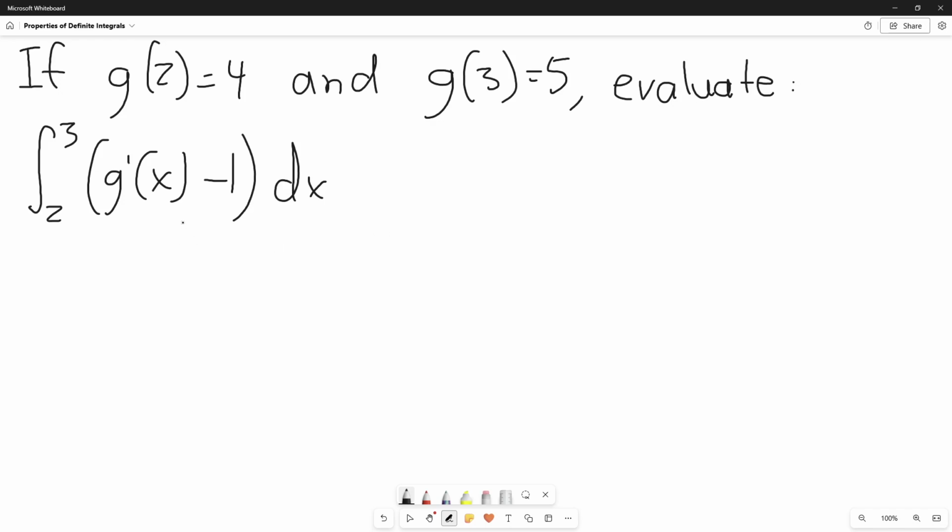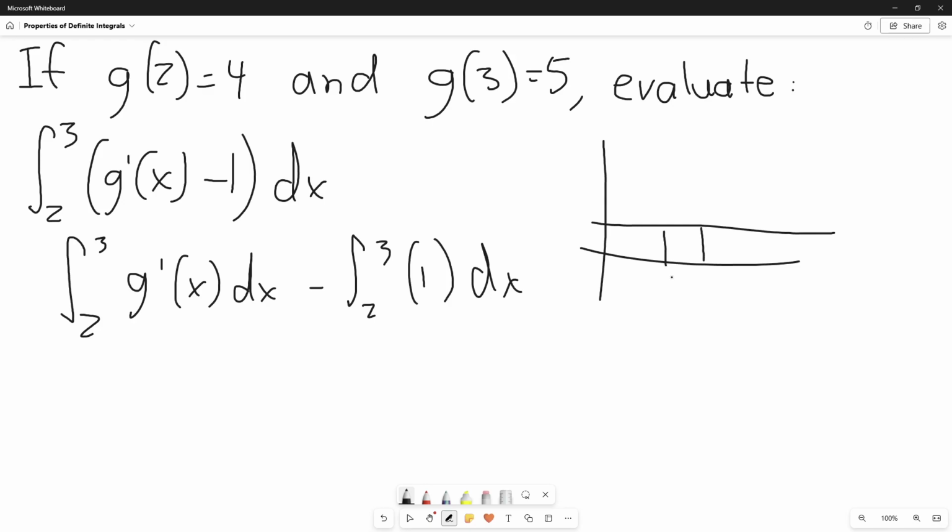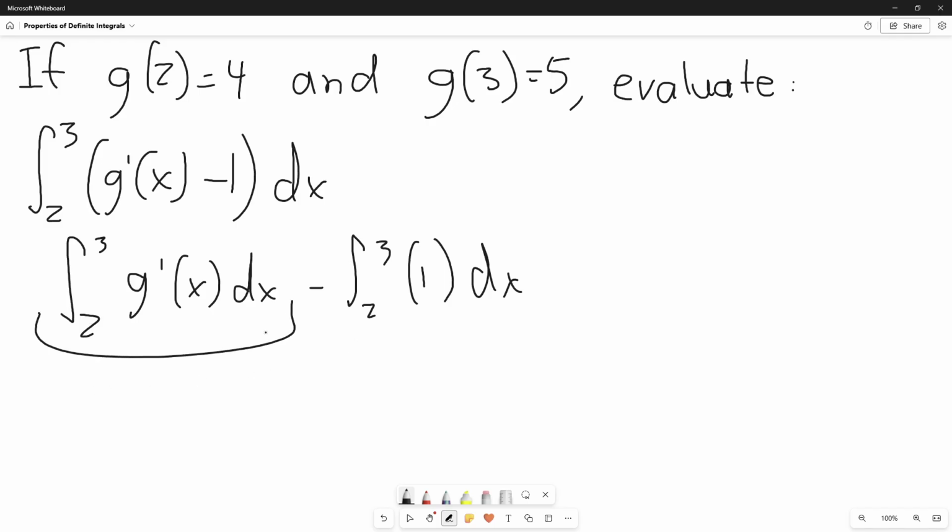So, as we learned in our rules, we can separate this because this is a function and -1 is a function, so we can rewrite this as the integral from 2 to 3 of g prime of x dx minus the integral from 2 to 3 of 1 dx, and we can just calculate this by visualizing it. We have a graph where our line is just at 1 from 2 to 3. This is going to be 1 unit, so -1. Now let's focus on this part.